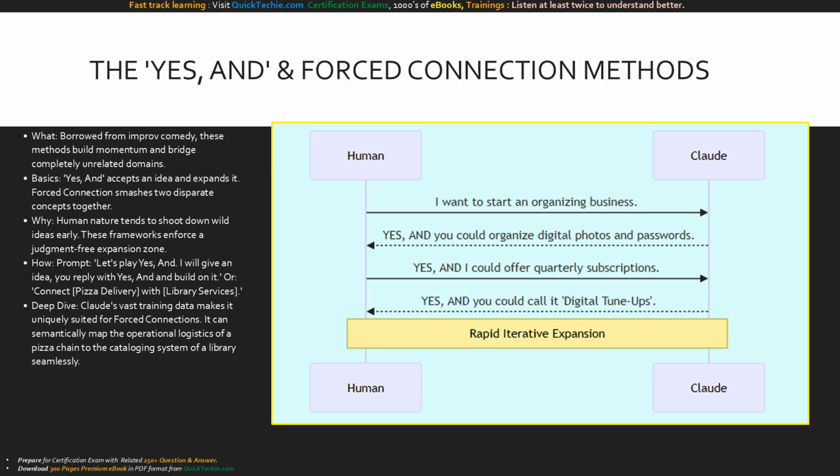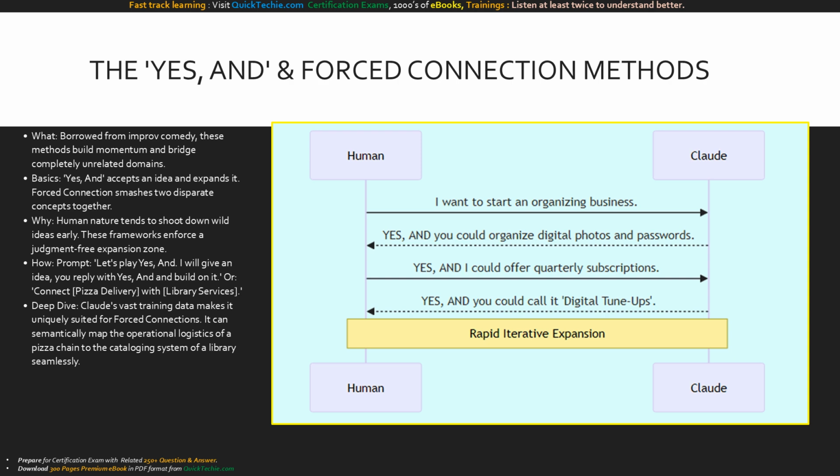The forced connection method is equally powerful. You prompt Claude to smash 2 totally unrelated concepts together. For example, connect pizza delivery with library services. Claude might suggest a mobile library that delivers books in 30 minutes or less. Because Claude has read the internet, it can draw brilliant structural parallels between entirely different industries.